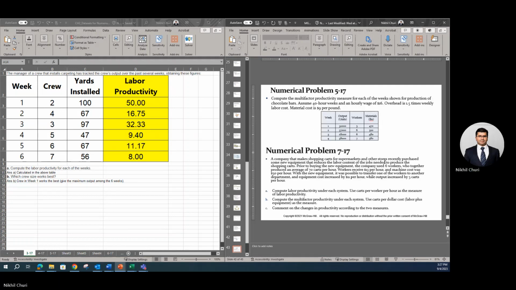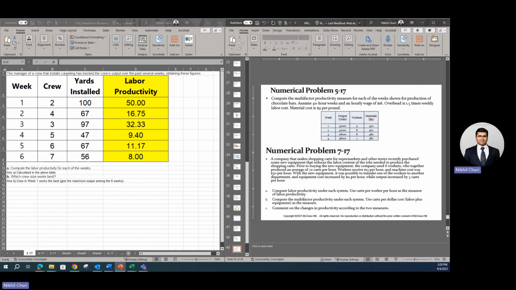Next one. Here the problem reads: compute the multi-factor productivity measure for each of the weeks shown for production of chocolate bars. Assume 40 hours a week and an hourly wage of $16. Overhead is 1.5 times weekly labor cost, and the material cost per pound is $9. So this is what is given.